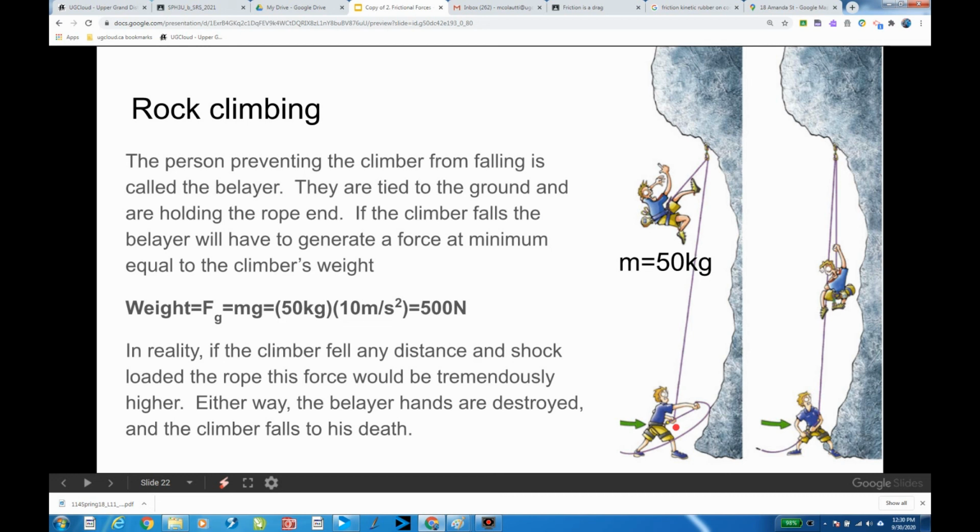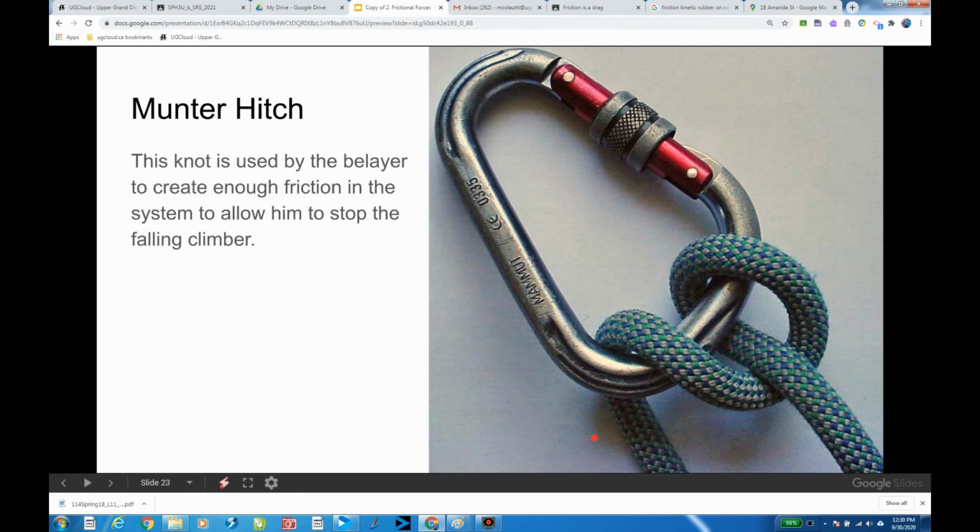And this was the classic way of generating friction, called a Munter Hitch. This causes the rope to engage in so much friction you could stop a car with a simple little knot. And if we were in school, I'd show you this. So the Munter Hitch was the classic way you could stop a falling climber. The earliest manner was just simply to wrap the rope around your body.